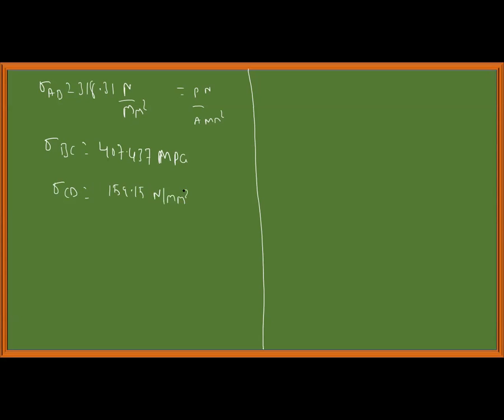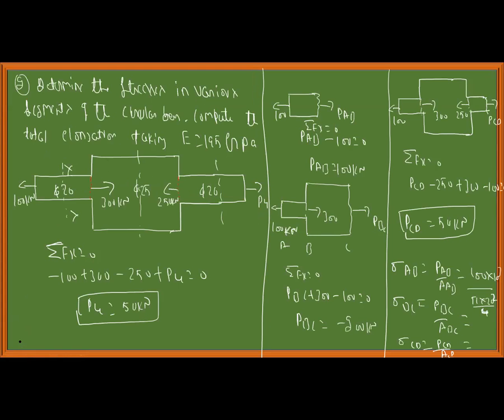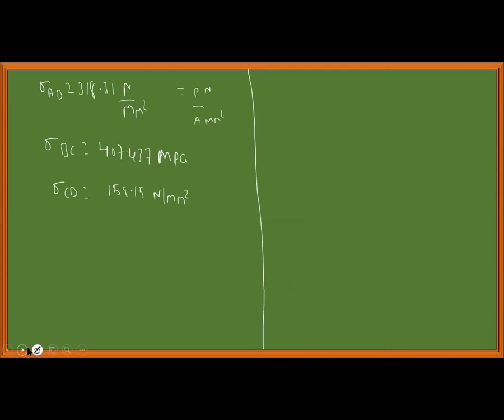So what is the sign of this sigma BC? I have not taken the negative sign. PBC is minus 200 kilonewton, so it is negative: minus 407.43 MPa. These are compressive stresses.